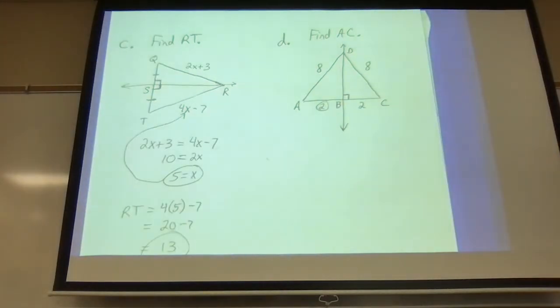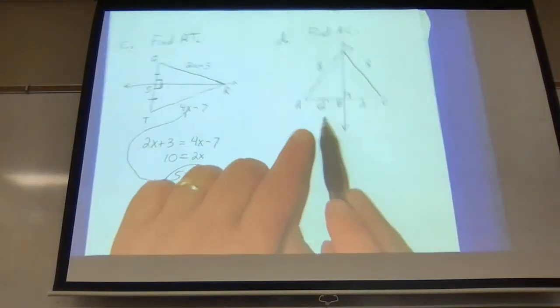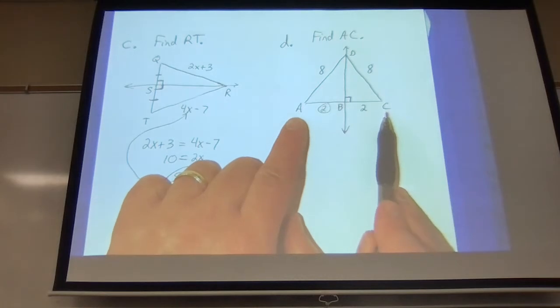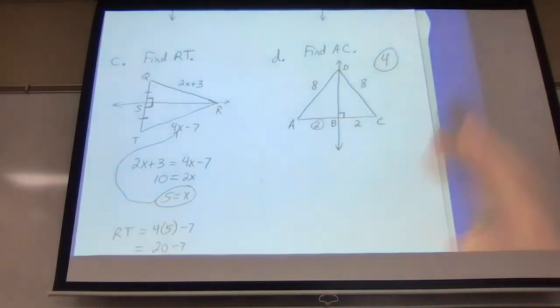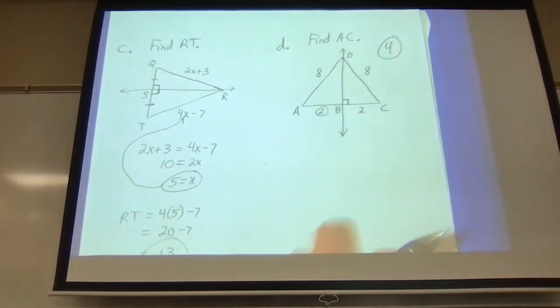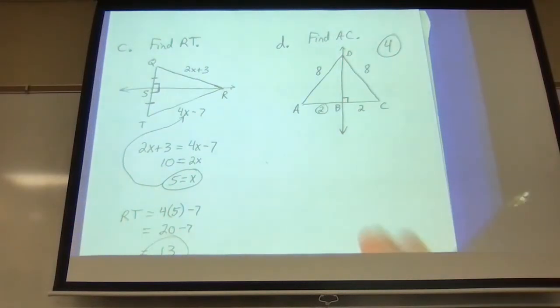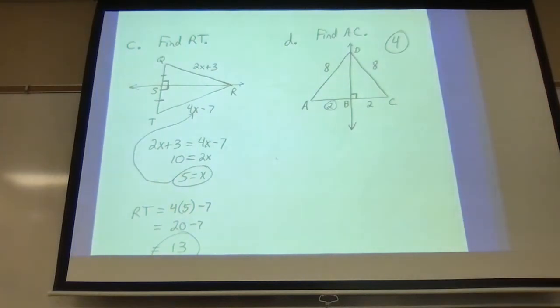And then a lot of people will just leave their answer as 2, but is that what they asked us for? Did they want the length of AB? No, they want AC. If AC is this entire length, what's it going to be? 2 plus 2, which is 4. So this one you've got to be careful on. Sometimes you'll find that missing part, but they're not asking for the missing part. They want the whole thing. So you really have got to follow directions on these to make sure you're answering the right question.